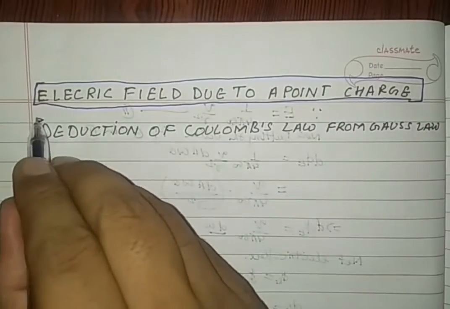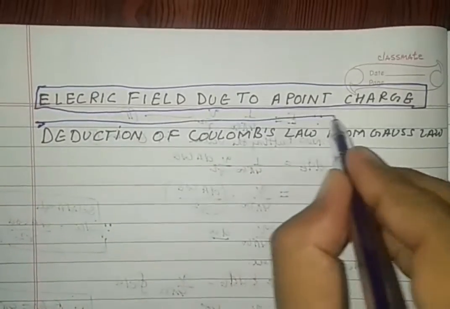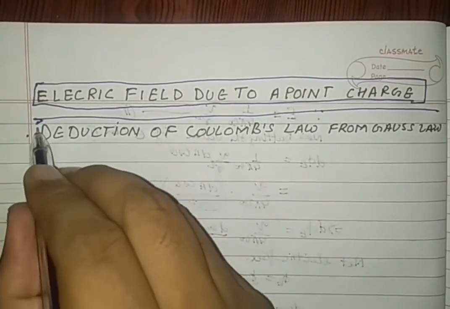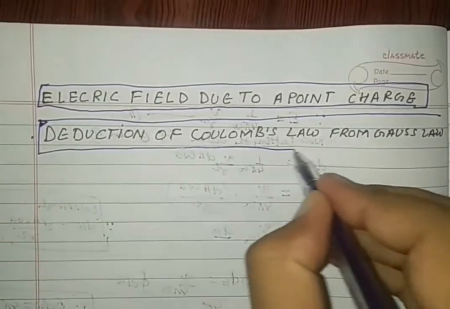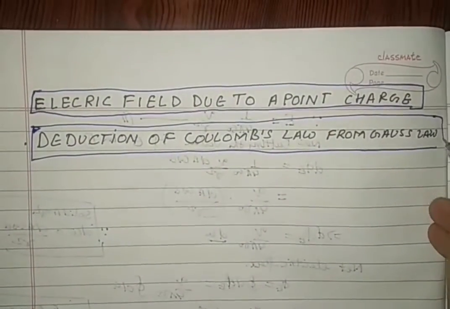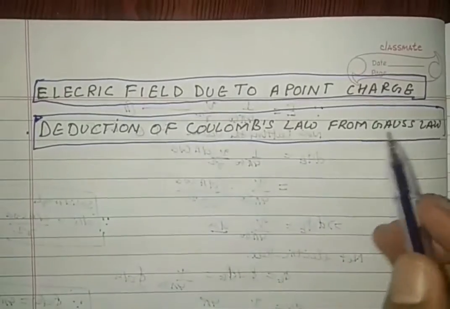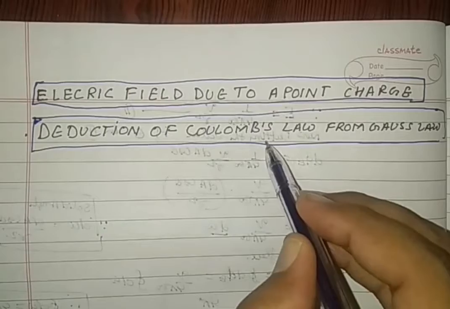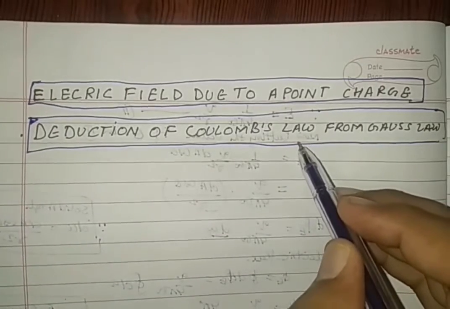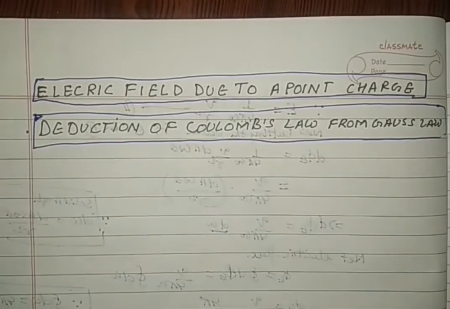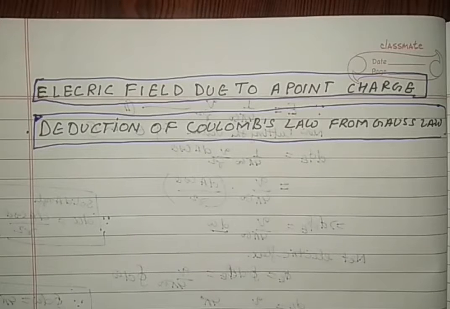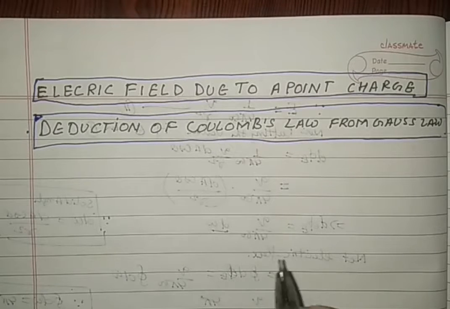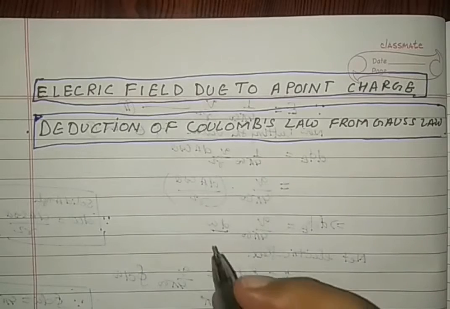So, deduction of Coulomb's law from Gauss law we are going to see. Very carefully, we are going to derive Coulomb's law. Coulomb's law we have seen, but today we will derive Coulomb's law from Gauss law, from Gauss theorem. Right? To understand this total fact, see very carefully here.